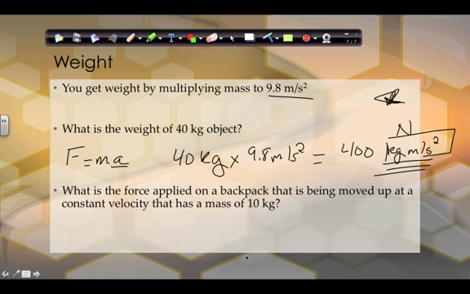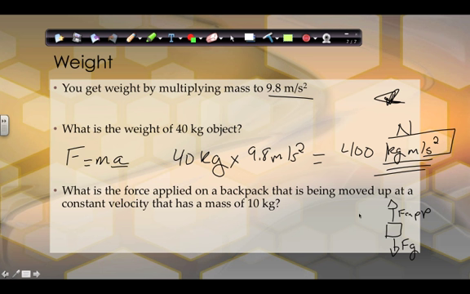All right, so what is the force applied on a backpack that is being moved up at a constant velocity that has a mass of 10 kilograms? So this is a good problem. It involves a lot of different things here. So we have an object that is being moved up. So I have some force pushing it up. Well, if the object is moving up, I need to think about the weight, or the force of gravity.